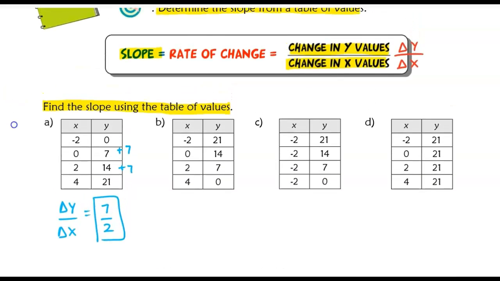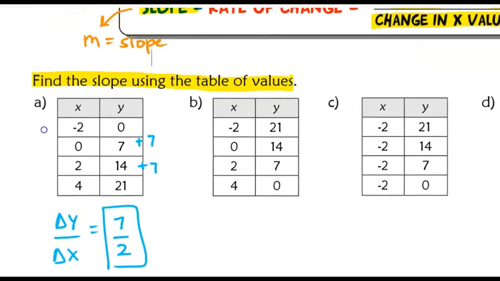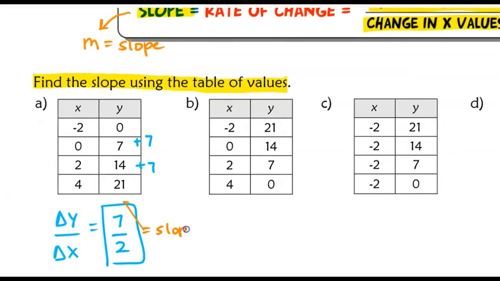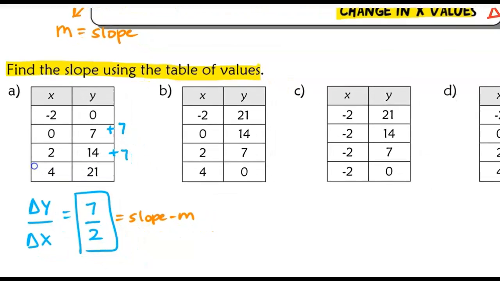I'm going to add one little thing here. We're going to get to this in another lesson, but a variable that we use for slope is m. It's something you're going to see a lot, so just write this down on your paper. We'll get to that in a little bit, but I'm just going to write slope equals m.